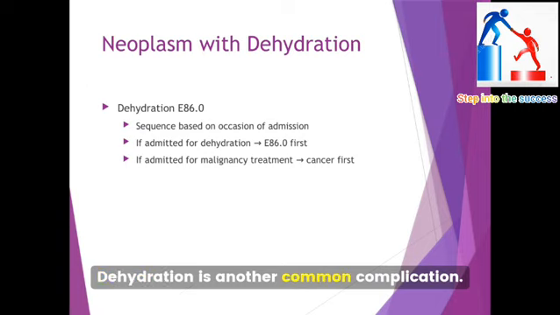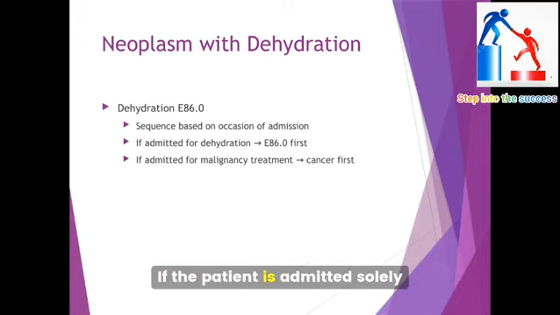Dehydration is another common complication. Similar to pancytopenia, the sequencing depends on the reason for the admission. If the patient is admitted solely to receive fluids for dehydration, E86.0 is your primary code. If they are there for cancer treatment and happen to be dehydrated, the cancer code is primary.